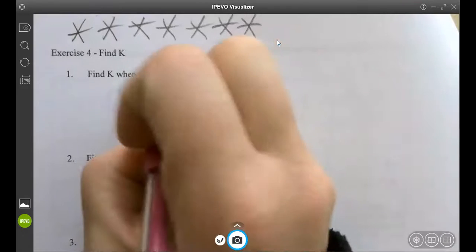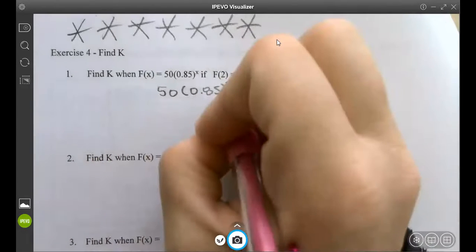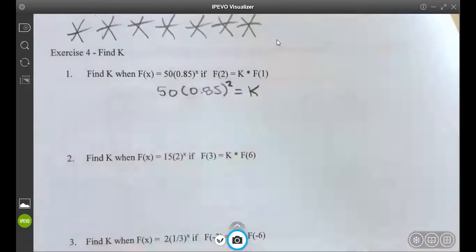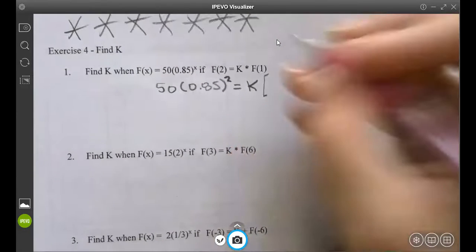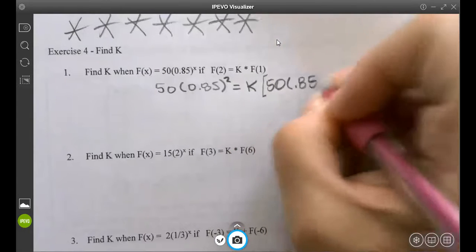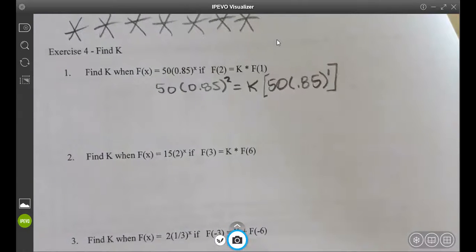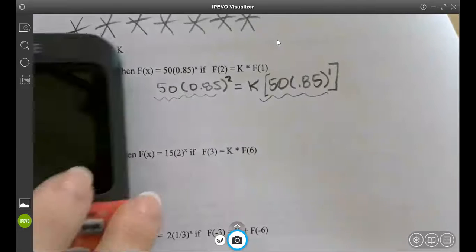So we're going to do 50 times 0.85 to the 2. It says plug it in. Equals, we're going to write that k because we don't have anything for k. And then when we have a 1 inside, I'm going to make a bracket so you can tell the difference. We're going to plug in 1. These two can go in your calculator. So we're going to do it separately, put it in our calculator.